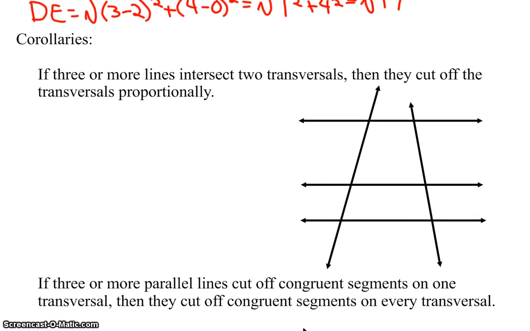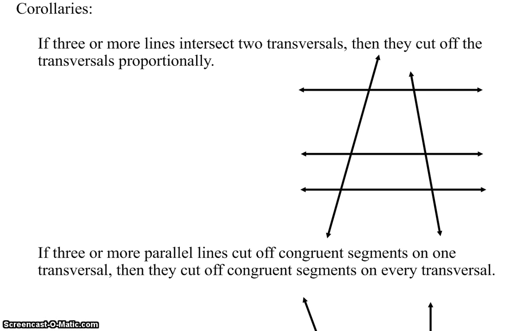We now have 2 corollaries which go along with this, and the corollaries say that if 3 or more lines intersect 2 transversals, then they cut off the transversals proportionally. Now, how are these actually connected to the first problems? Well, if you were to extend the 2 lines, notice that at some place they're actually going to form triangles. So that's how they're connected.